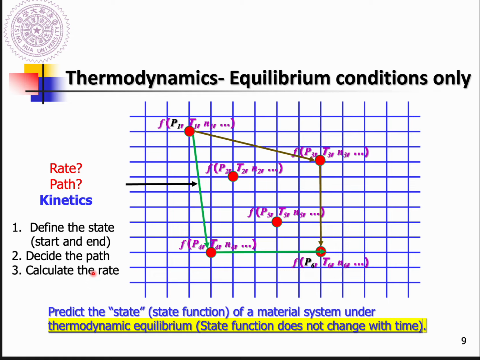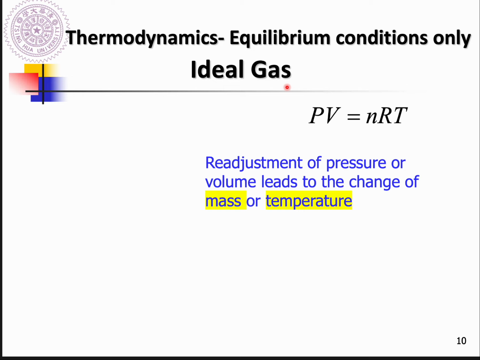So I'm going to give you an example which you're familiar with, the ideal gas, right? The ideal gas is PV equals nRT. As you know, if you adjust the pressure or the volume, that will lead to a change in mass and temperature. As long as you have a change of mass or temperature, that means there's definitely a mass flux and also a heat flux passing through your material system, right?